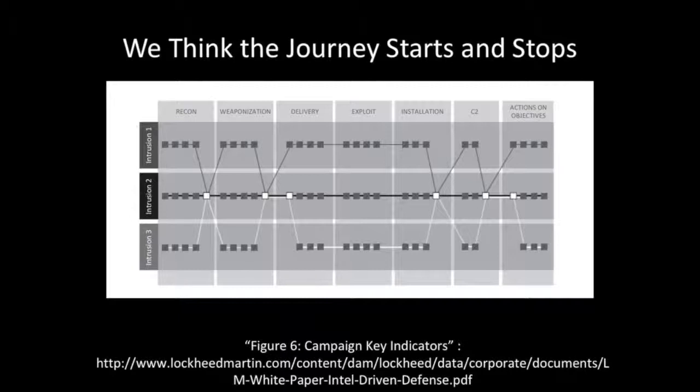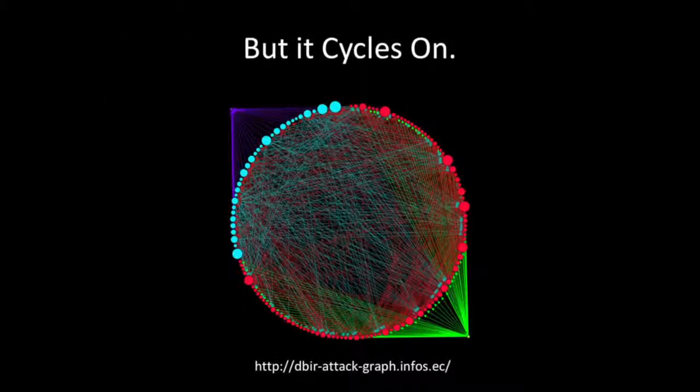And so we know that it's not a single point in time. However, we still kind of look at the path as if it's got a discrete start and a discrete end. So the breach starts at some point and it stops at some point, and that's no longer really the case. In reality, breaches cycle. This is a picture of the 2015 DBIR, visualized as an attack graph.